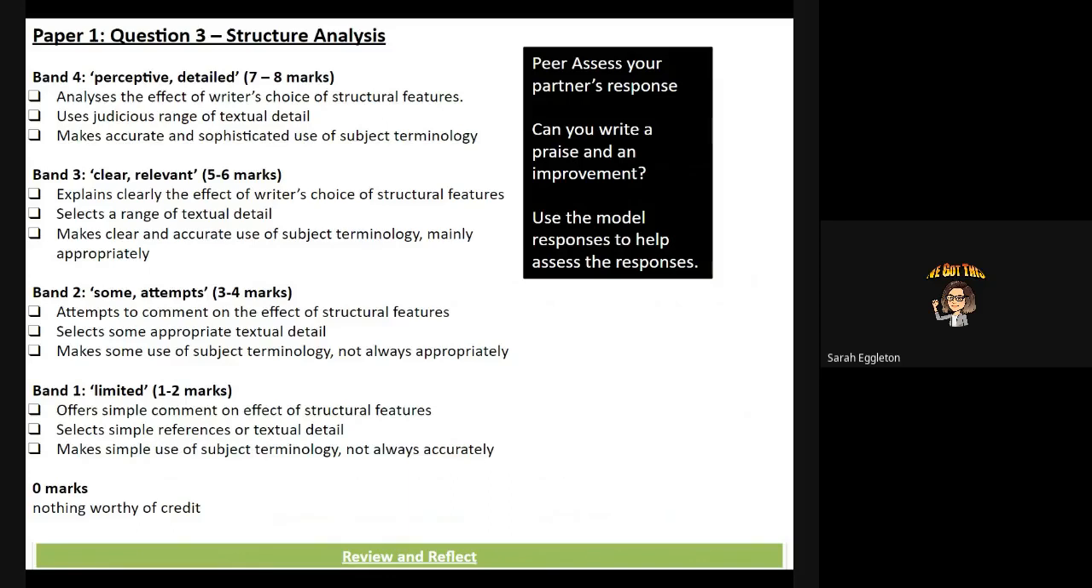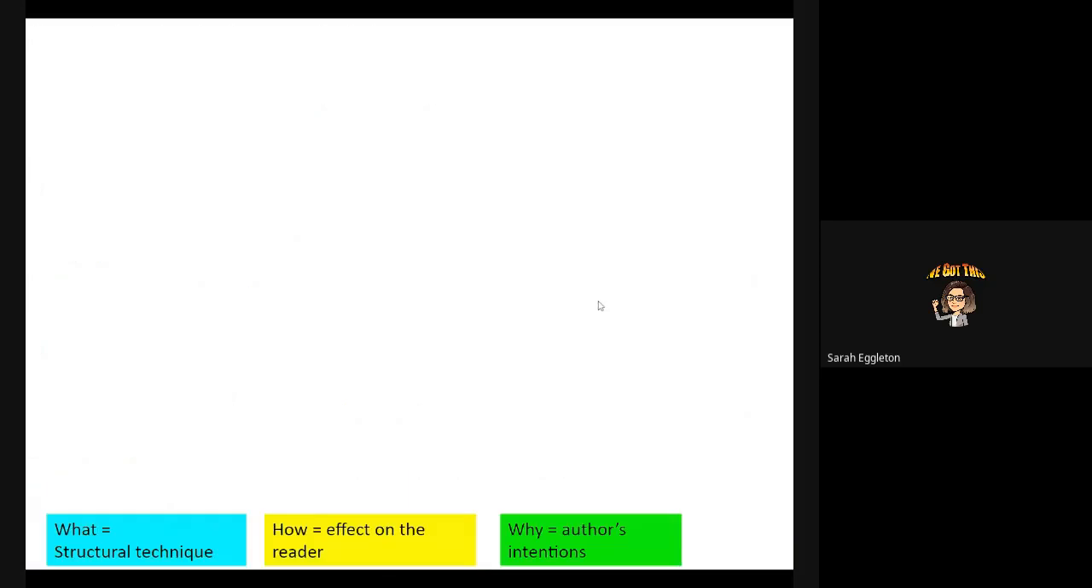Are you talking about 2 to 3 moments in the text? And then 7 to 8 marks. Again, it's about the level of detail you go into in your analysis, but it's also about picking out really sophisticated techniques. So in this case, perhaps linking the opening and the ending line would be an example of judicious textual detail. Let's look at a waggle.